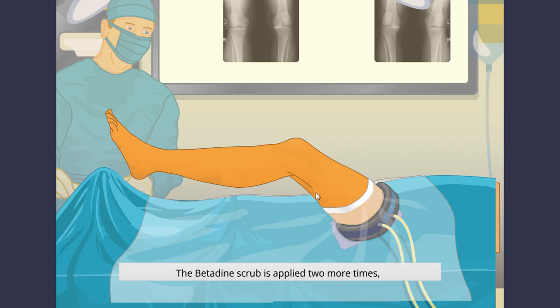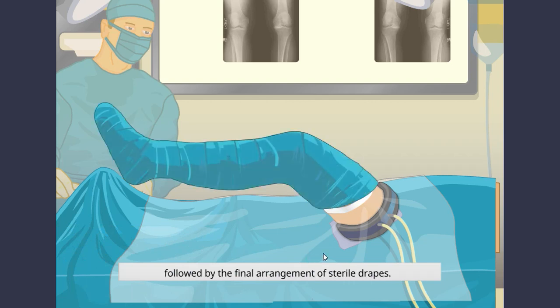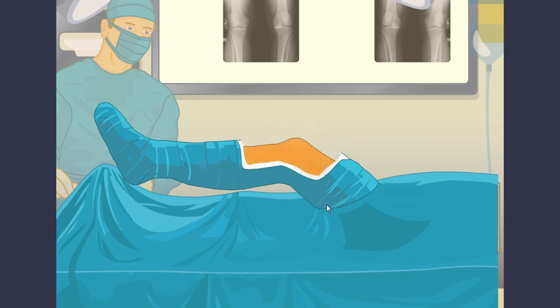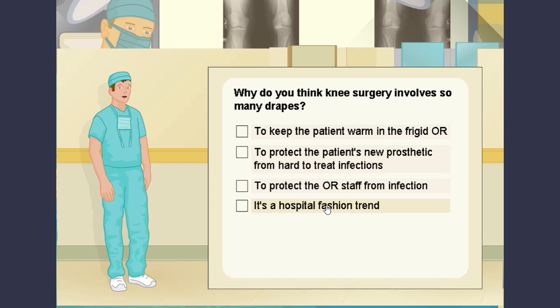The betadine scrub is applied 2 more times, followed by the final arrangement of sterile drapes and patella, so the new knee components fit properly. Why do you think knee surgery involves so many drapes?